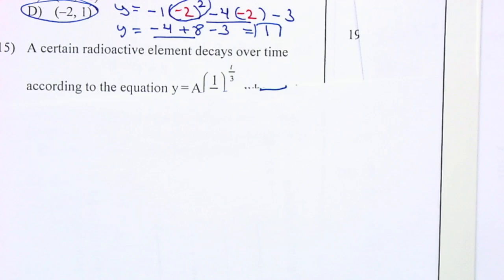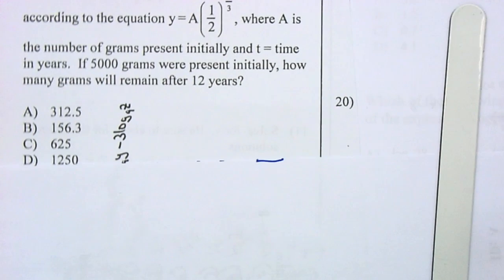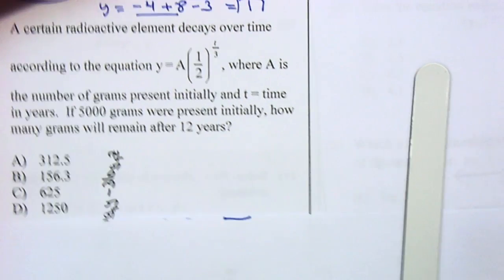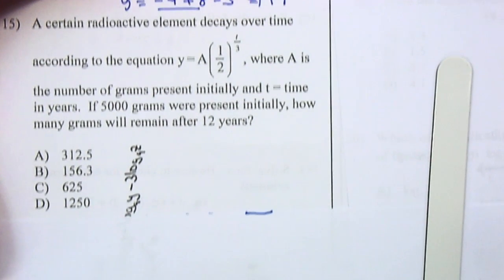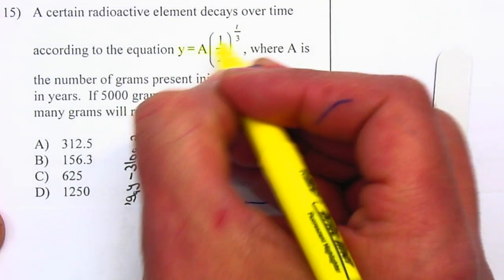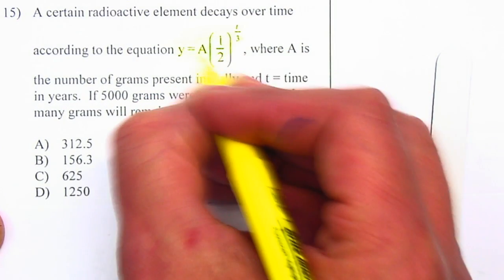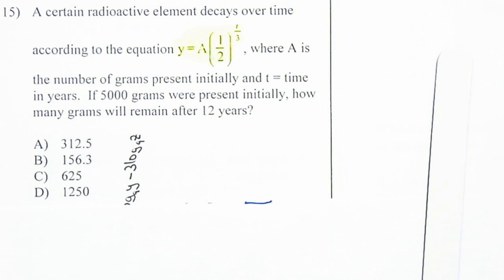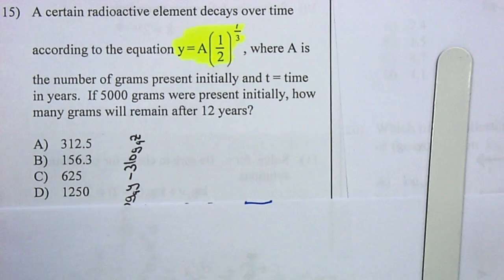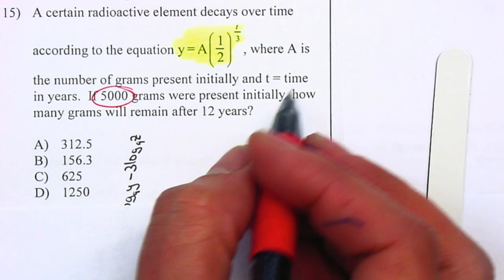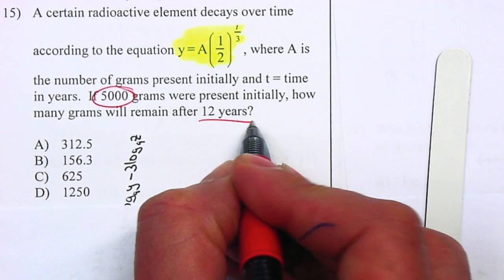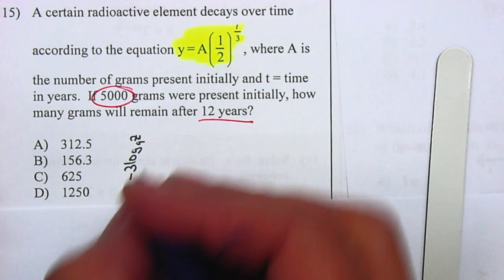Let's work on problem number 15. It says a radioactive element decays over time according to the following equation. They give you an equation. Many times they'll give you a different equation, but we just need to plug in the information that they gave us. They'll tell you that A is the number of grams present initially, which is 5,000, and T is the time in years. How many grams will remain after 12 years? So this is the value of T. So let's go and plug it in.